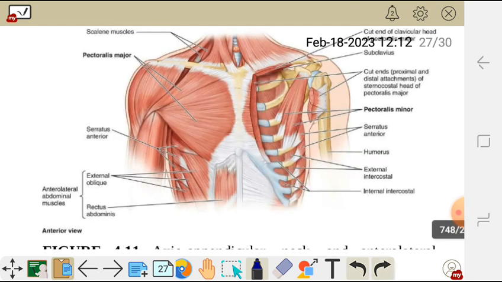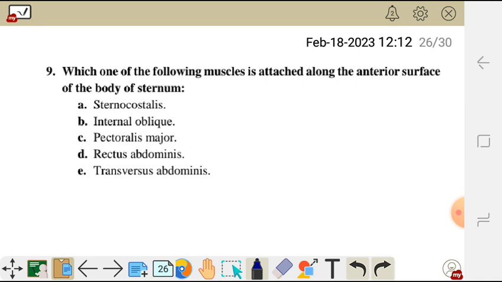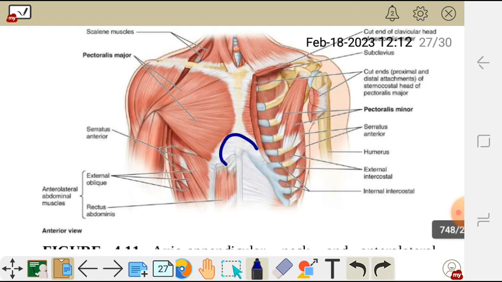So let's look at this picture here. The one which is attached on the anterior surface of the sternum is the pectoralis major. This muscle here attaches on the anterior surface of the body of the sternum, the manubrium, and even the medial part of the clavicle there. For the transversus abdominis, the rectus abdominis, and the internal oblique, these ones attach on the xiphoid process there, which is simply a part of the sternum, but it is not part of the body of the sternum.